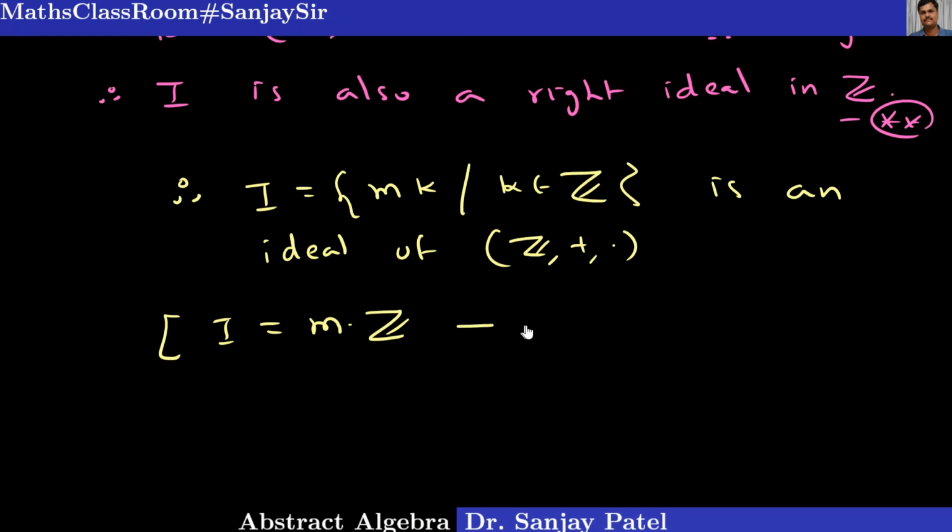This is always an ideal. In the ring of integers, this kind of set is always an ideal. It's always an ideal in Z. Now you have many examples of ideals: 2 into Z, 3 into Z, 4 into Z. If you take any integer and consider all the multiples of that integer, it always forms an ideal in the ring of integers. So we have seen some very important examples of ideals.